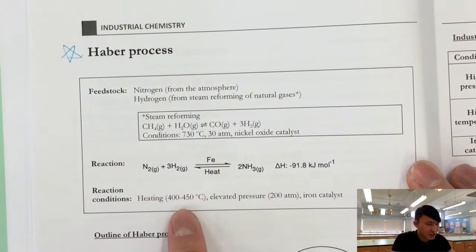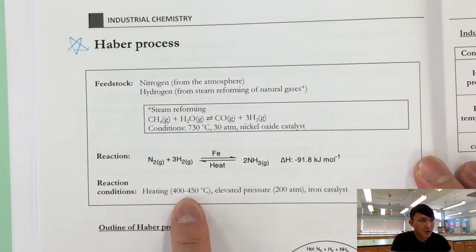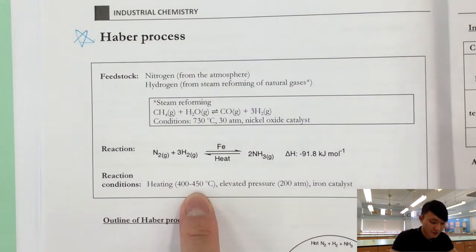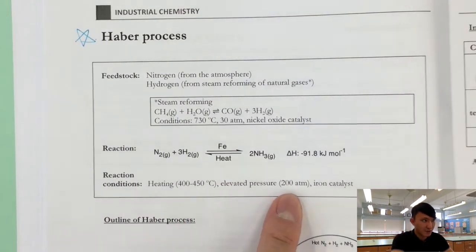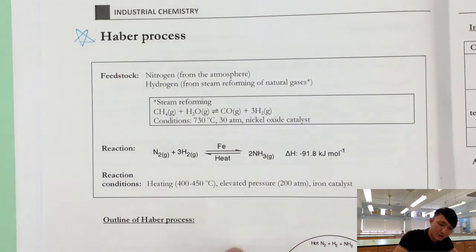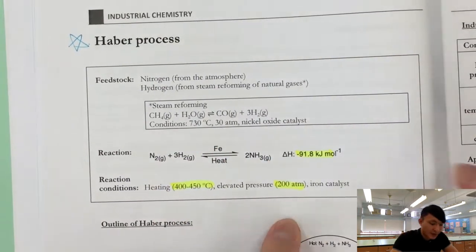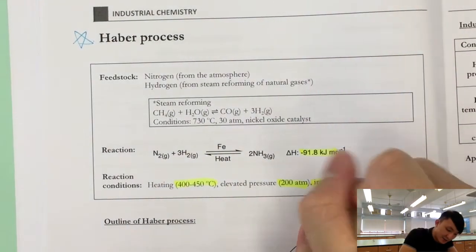For the reaction conditions, you see 400 to 450 degrees Celsius. If the question asks you about the condition, you can simply put down 400 degrees Celsius or 450 degrees Celsius. 200 atm, you need to memorize this. Let me underline it for you. And also we use an iron catalyst.